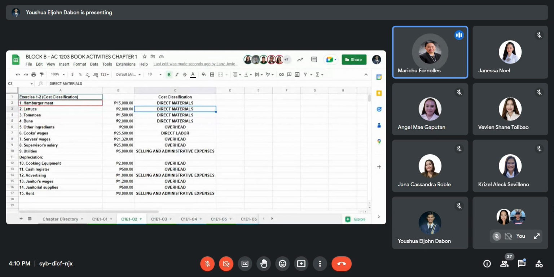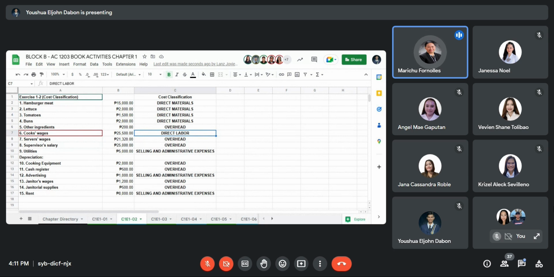Number 2, the answer is also direct materials. So with number 3 and 4, direct materials. But for number 5, other ingredients, the consumption of other ingredients is minimal. That's why you consider it as part of overhead. Number 6, your answer is direct labor cost, because the wages of the cooks is considered direct labor cost.